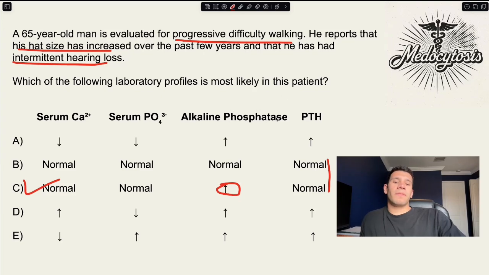But when ALP is up first, it doesn't matter. PTH could be normal or increased, like in Paget disease, for example, or different gastrointestinal problems, because ALP could be up in liver disease. But we're not going to get into that. That's for a different video.